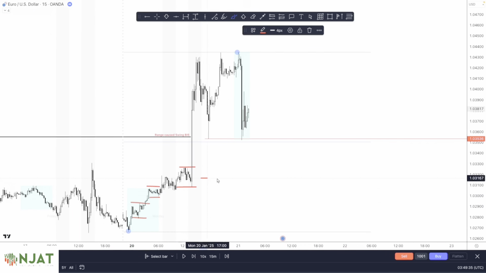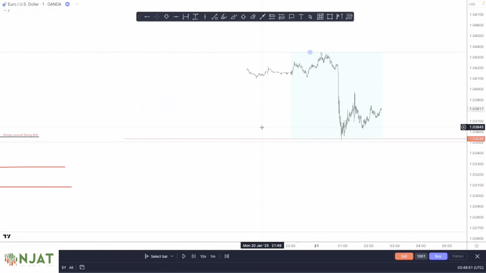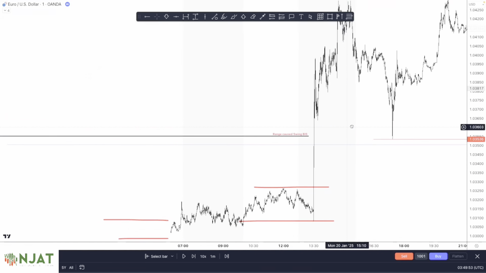These are all tradable if price was to come back into these areas here in the future and we were to see our setups during our session during that time. But let's just zoom in, right? We're on the 15-minute chart right now. Let's zoom into the 1-minute chart because sometimes we're going to have to use our time frames to find the sideways range.